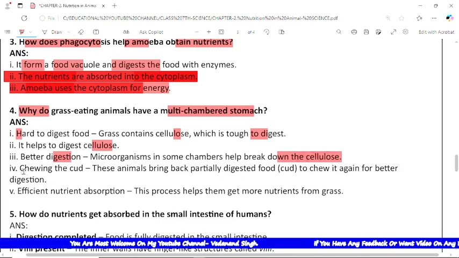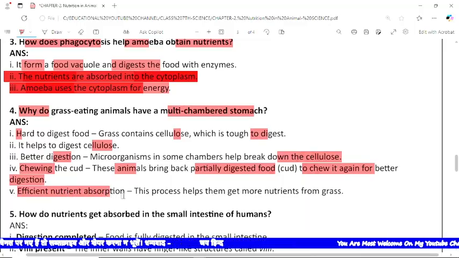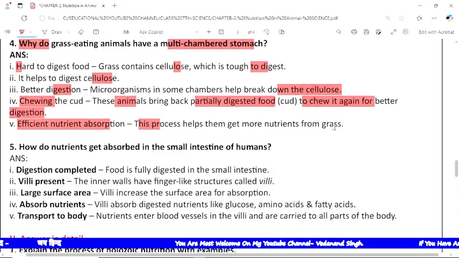The next is chewing cud. These animals bring back their partially digested food, the cud, to chew it again for better digestion. Generally, what happens when the animal eats, those foods which are not digested, they start to chew again and again for better digestion. The next is efficient energy absorption. The process helps them to get more nutrition from the grass.